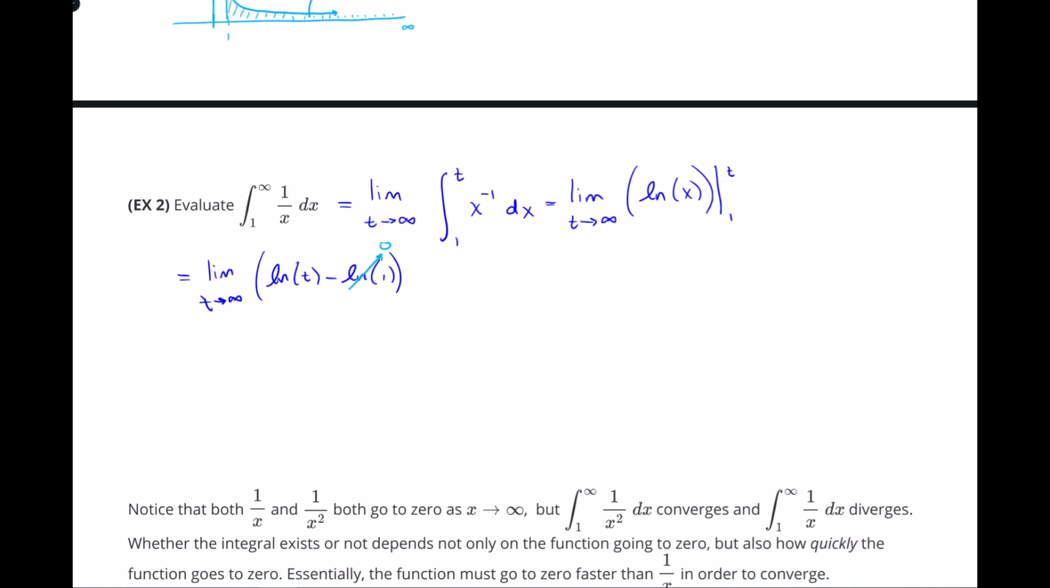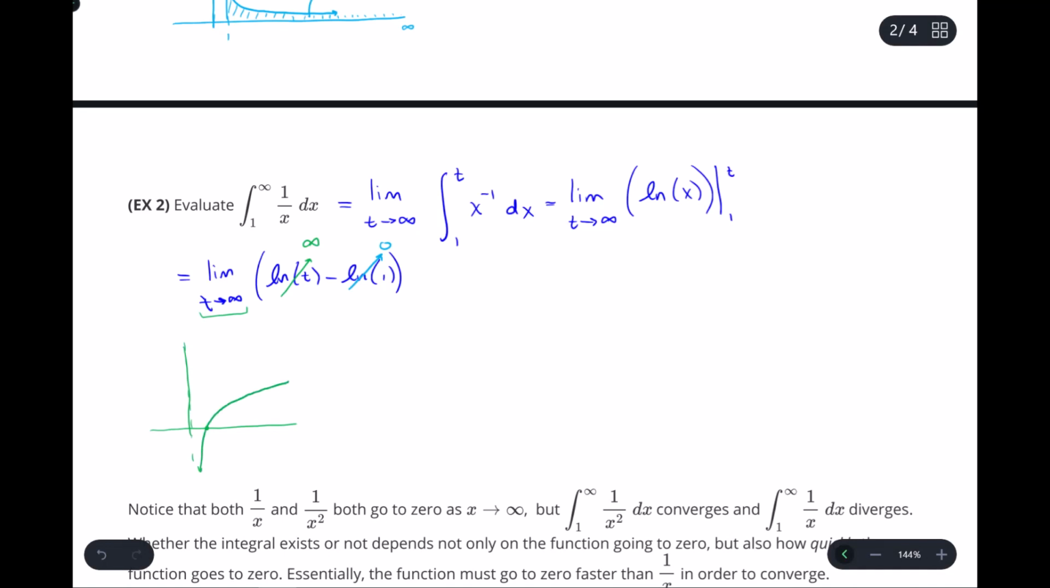Okay, so then the natural log of t, as we're letting t go to infinity, this function, the natural log, goes to infinity itself. Because if you think about the graph of natural logarithm, it's got this asymptote at 0, has the point here at 1, which is at 0, but it just kind of slowly increases as you go to infinity. So it's getting larger and larger and larger in value.